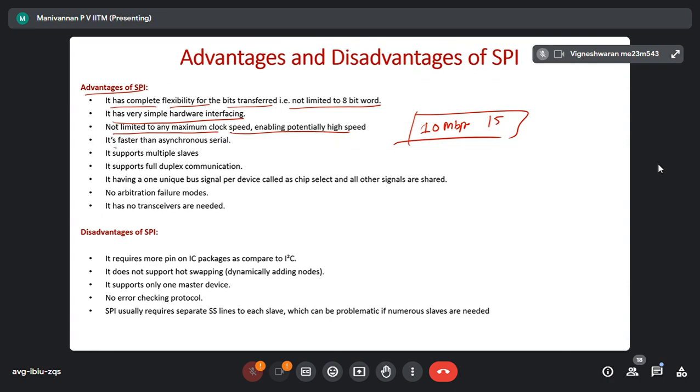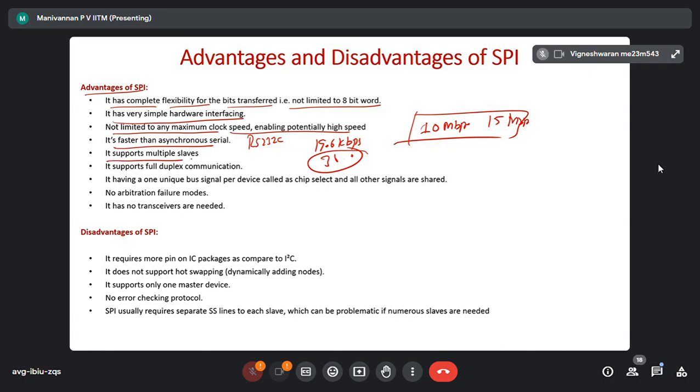It is faster than asynchronous. For asynchronous, I am talking RS-232. What is this one? 19.6 kbps or 36 something was the maximum. We saw yesterday, noted, correct? So here you can go to megabits, Mbps also possible, 10, 20, 30 also, correct? Even 100 megabits also possible if the high-speed process.